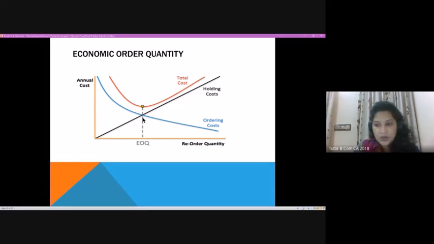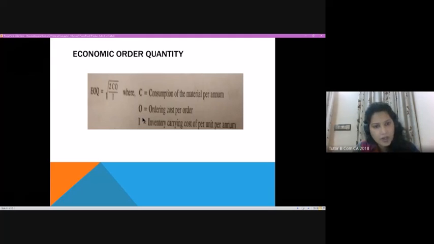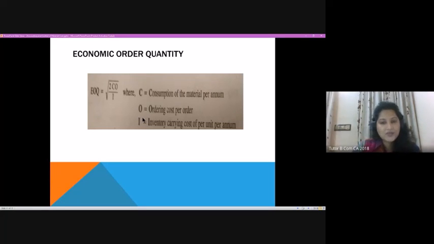Now I'm just quickly showing the formula also. This is actually the formula for computation of EOQ. That is root of 2CO by I, where C is consumption of material per annum, the total consumption per annum, and O is the ordering cost per order, and I is the inventory carrying cost per unit per annum.